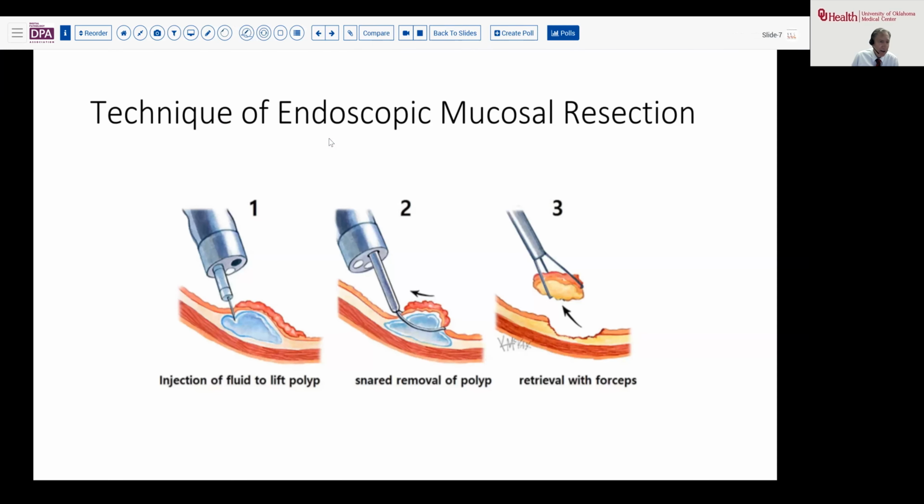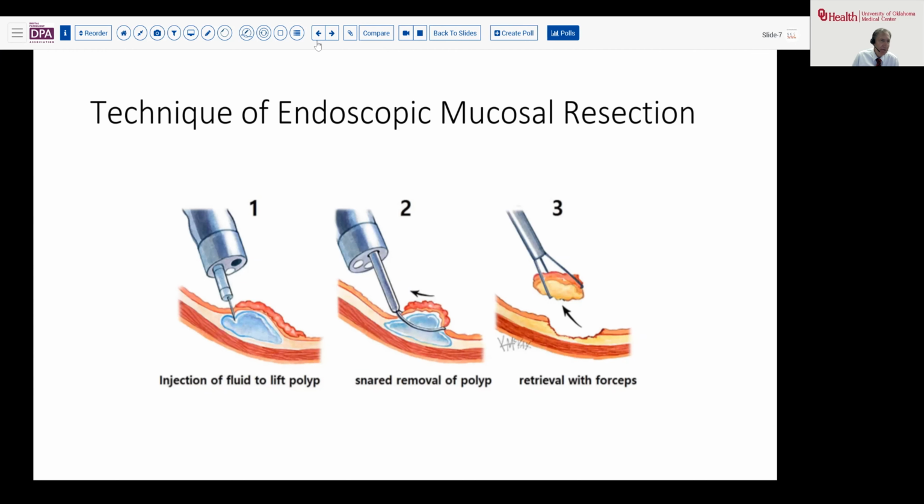Essentially, there are a couple of key steps. One is first identifying the lesion and determining whether or not you need to elevate or isolate it a little bit to be able to resect it. This was a fairly large lesion, somewhat submucosal, and so a generous amount of this lifting agent was used in this case before the lesion was resected.